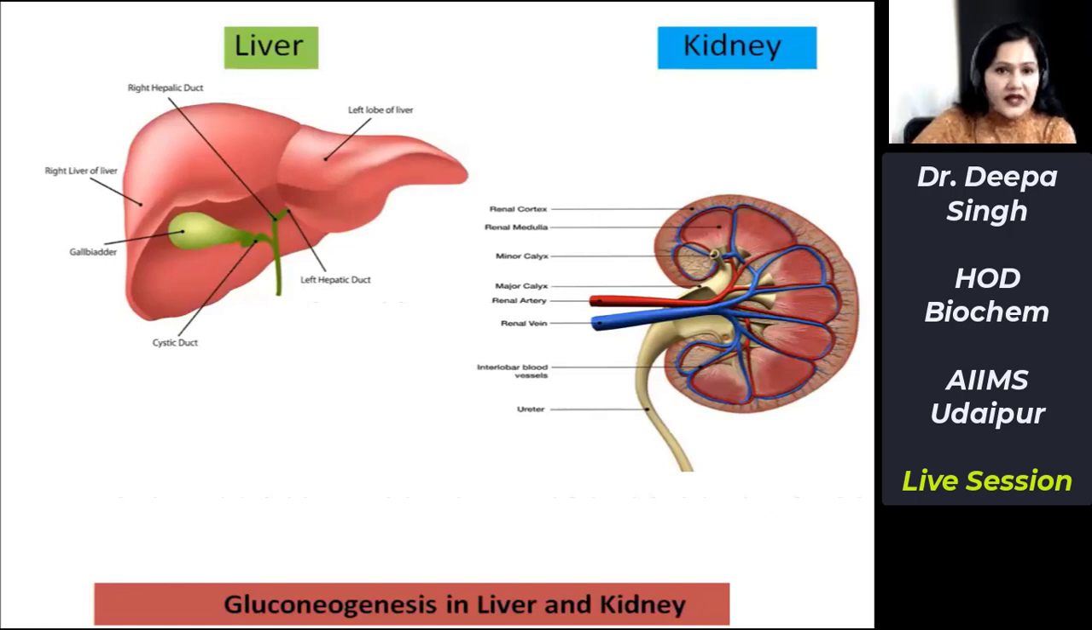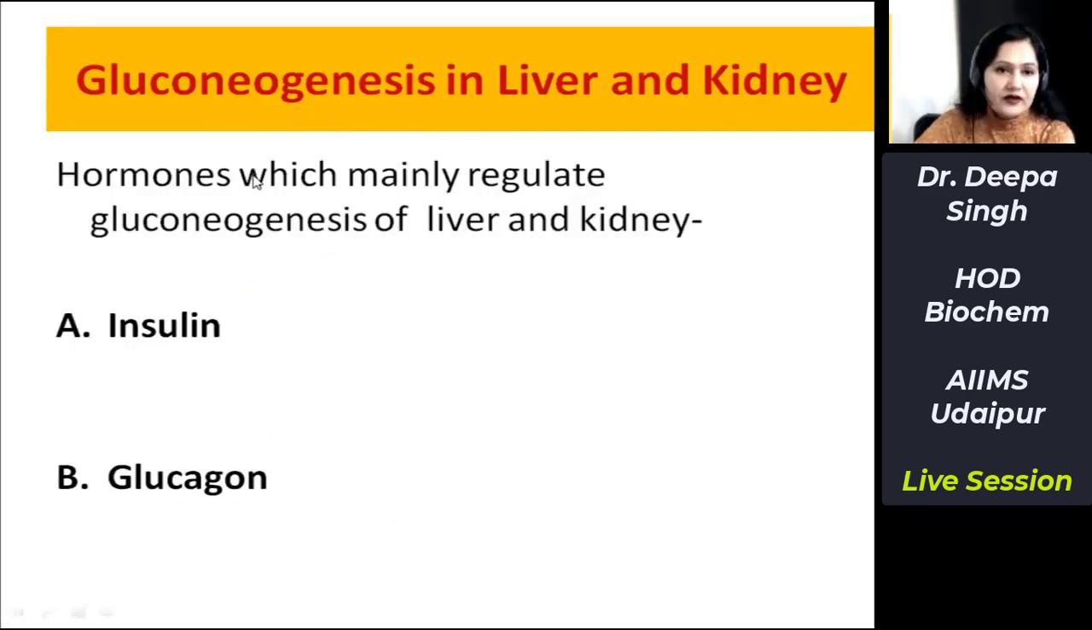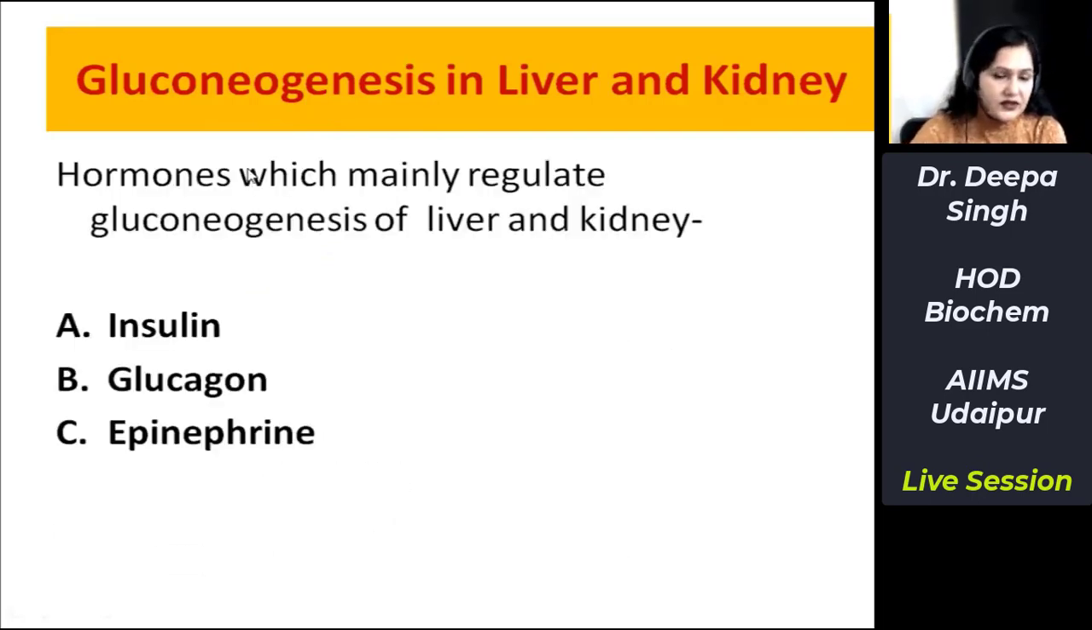Now, what mechanisms are involved in regulating gluconeogenesis in liver and kidney? We know that there are three hormones which regulate gluconeogenesis: insulin, glucagon, and epinephrine. What is the role of these? Insulin decreases gluconeogenesis in liver as well as kidney. Glucagon stimulates gluconeogenesis only in liver. And epinephrine stimulates gluconeogenesis both in liver as well as kidney.